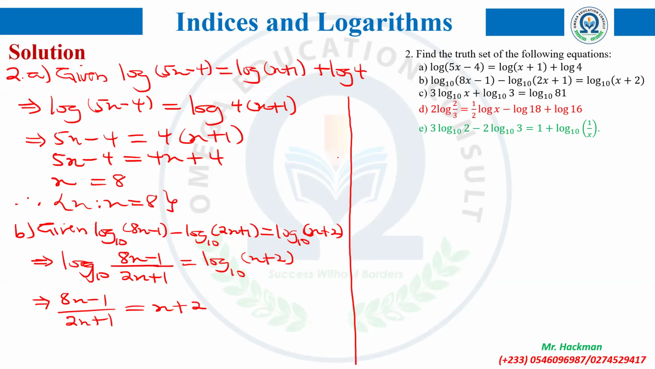Assuming the next thing that we are supposed to do is to cross multiply, is that not it? I think there's a space here that can take the cross multiplication. So I cross multiply. I'm going to get x plus 2, a binomial, so I'll write 8x minus 1 is equal to x plus 2 in brackets multiplying 2x plus 1. Is that clear?